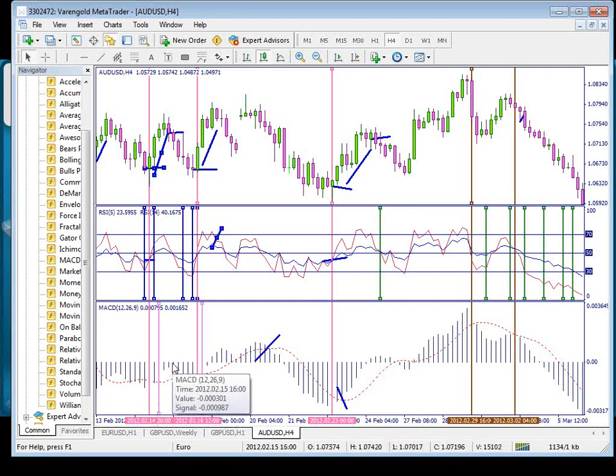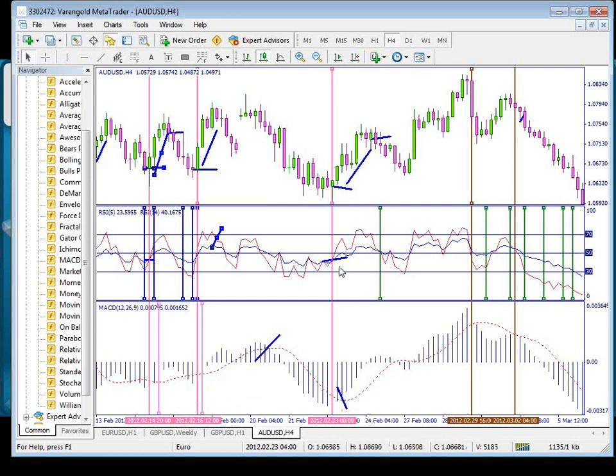Here the MACD didn't cross over the zero level, and we can see that the price didn't go further, but the RSI went close to the 50 level before the MACD was in one low direction.